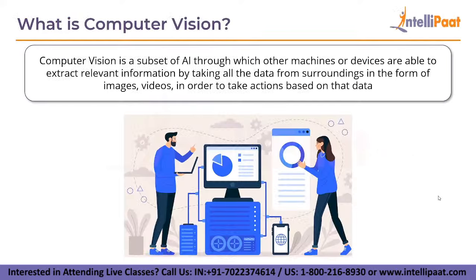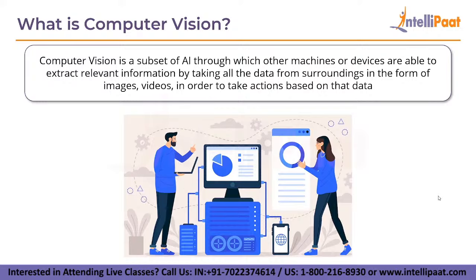So computer vision is a subset of artificial intelligence through which machines or devices are able to extract relevant information by taking all the data from surroundings in the form of images or videos, in order to take actions based on that data. It basically manages how computers can acquire high-level intelligence from digitally acquired pictures or recordings.